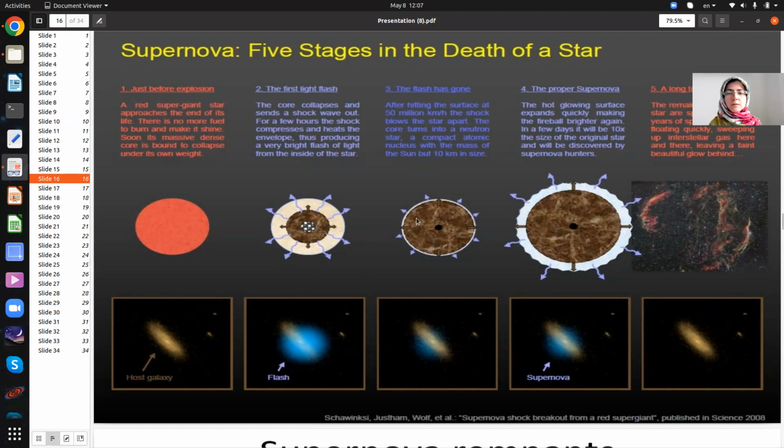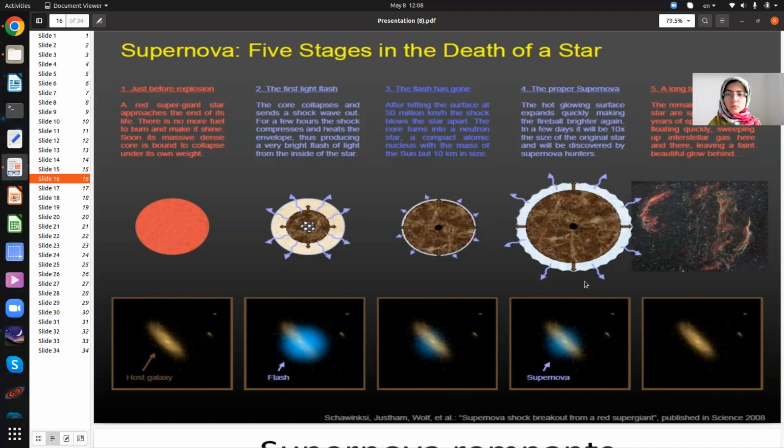The third is the flash has gone. You see, the flash here has gone. After hitting the surface at 50 million kilometers per hour, the shock blows the star apart. The core turns into a neutron star, a compact atomic nucleus with the mass of the sun, but 10 kilometers in size. In 4, you see the proper supernova.